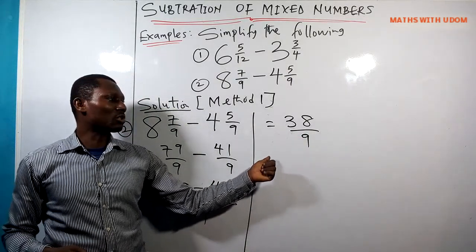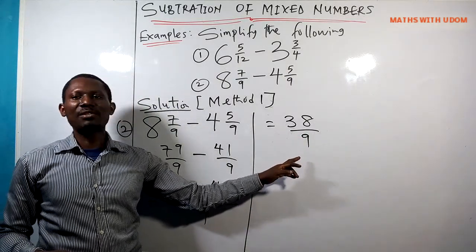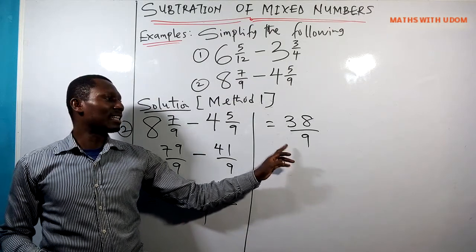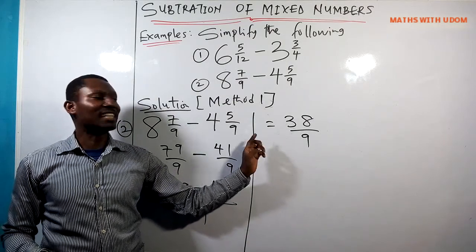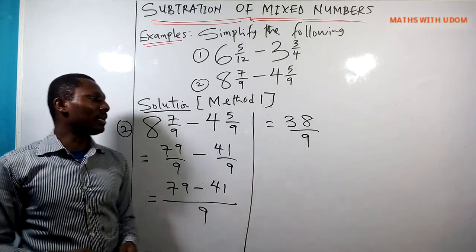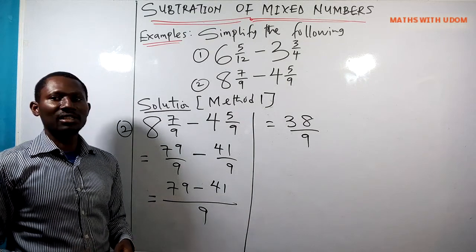To solve this, we'll now look at how many times 9 can go into 38. That is 4 times, because 9 times 4 is 36.